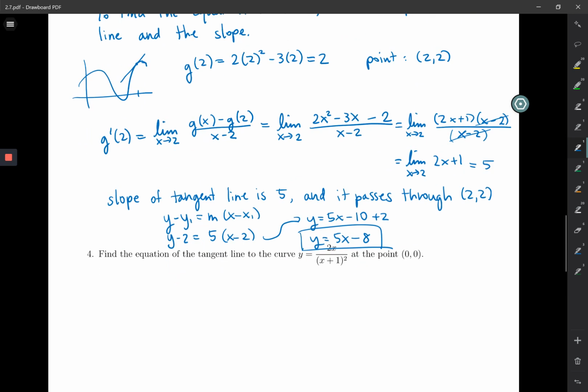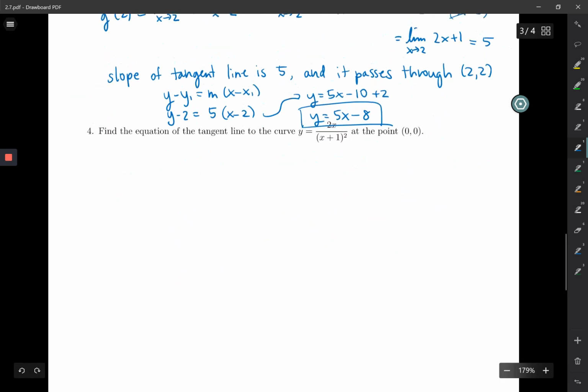Okay, so we have another example of finding the equation of a tangent line. So here it says, find the equation of the tangent line to the curve. Unfortunately, I wrote over this, so maybe I can move it.